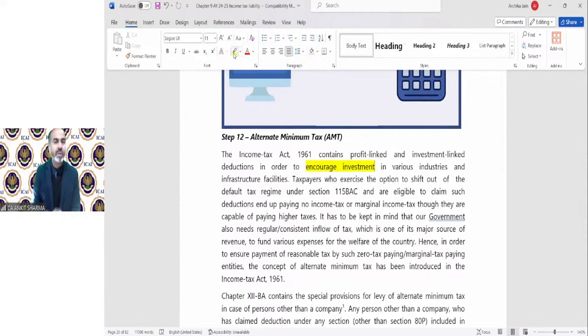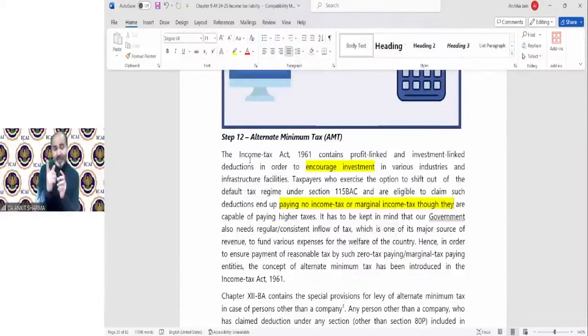In various industries and infrastructure facilities, taxpayers who exercise the option to shift out of the default tax regime under Section 115BAC and are eligible to claim such deductions end up paying no income tax. There's a very good provision that if you are applying Section 115BAC, then AMT provisions are not applicable. So if you are ready to pay tax as per Section 115BAC, then that tax will be your tax liability. You need not pay via AMT.